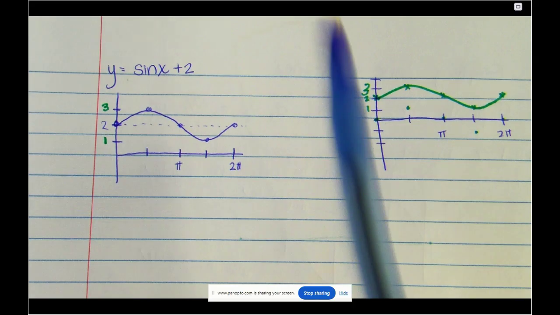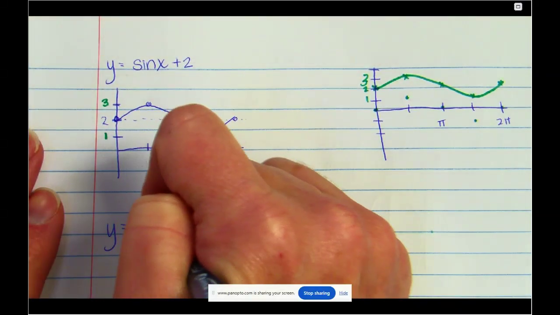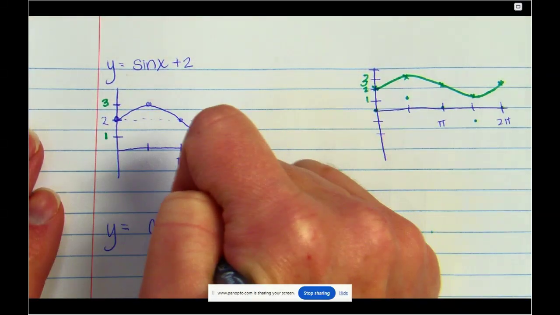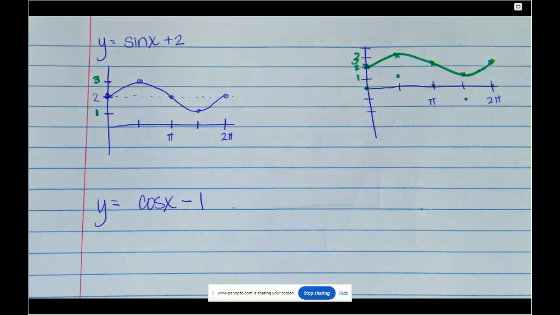Okay, so why don't you try y equals cosine x minus 1. Okay, cosine x minus 1 without your calculator, gentlemen.